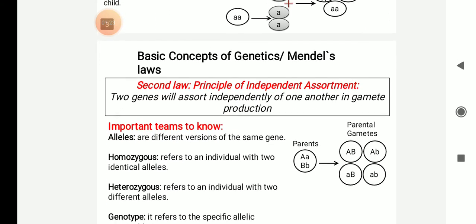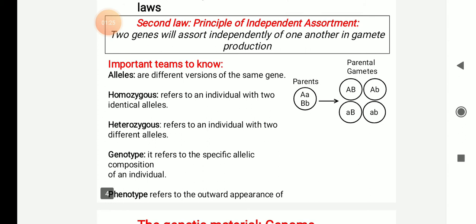Okay, so next is the second law, the principle of independent assortment. So two genes will assort independently of one another in gamete production. Alleles are different versions of the same gene. Homozygous refers to an individual with two identical alleles. Heterozygous means two different alleles. Genotype means the specific allele composition of an individual, and phenotype means the outward appearance of the individual.